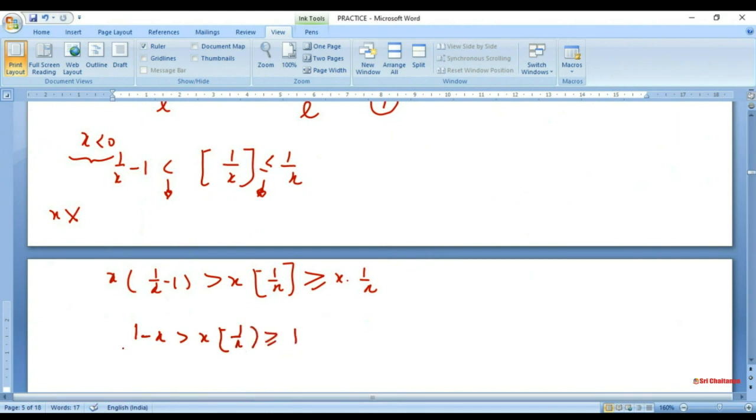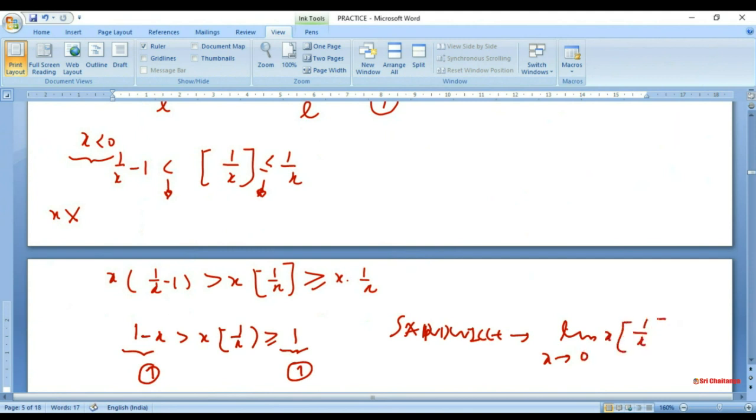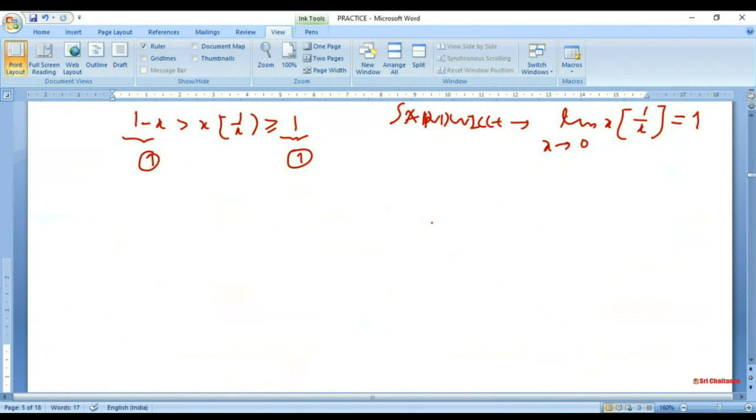Nothing much has changed. Only the expressions have changed sides, and the inequality has changed sign. The limit is still 1 on both sides. So by the sandwich theorem, the limit as x tends to 0 of x times floor of 1 over x is still 1. So the left hand limit and right hand limit are both 1, and we have ultimately that the limit as x tends to 0 of x times floor of 1 over x equals 1.